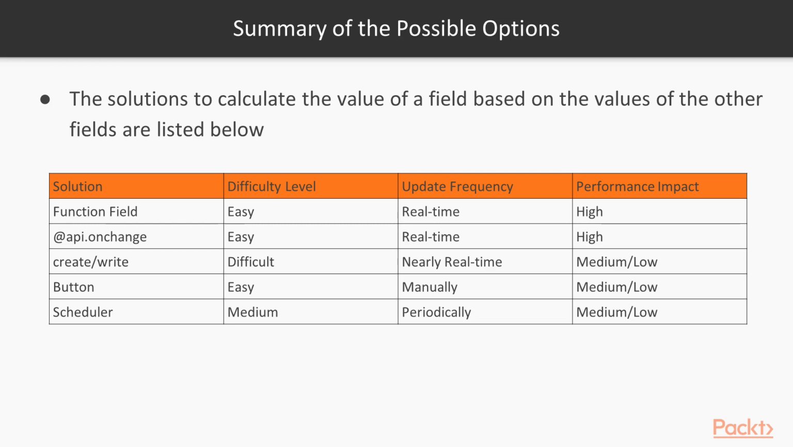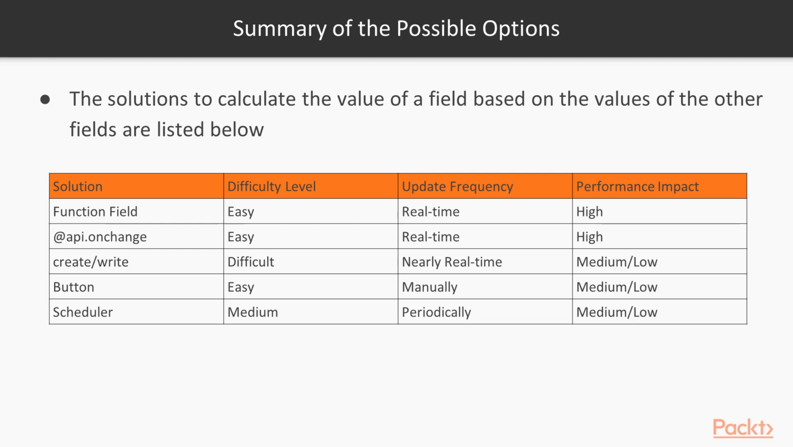The update frequency for function field and API onchange is real time. As users update something on the form view, they can see the immediate results. When using the create and write methods, it is nearly real time; you need to save in order to see the changes. Using the button is really manual, and it is controlled by the users. Whenever they push the button, the value will be calculated. And using the scheduler, it depends on the execution period of that scheduler.